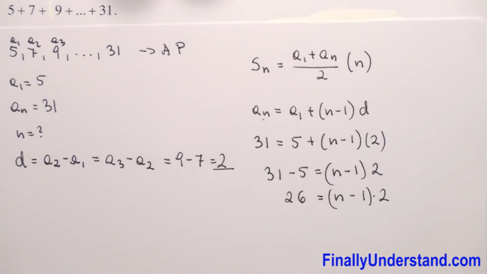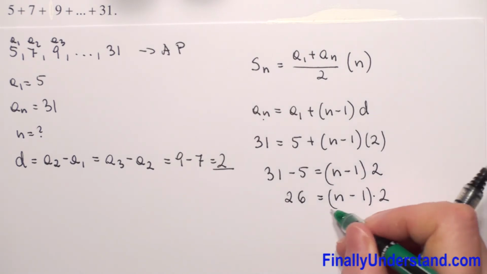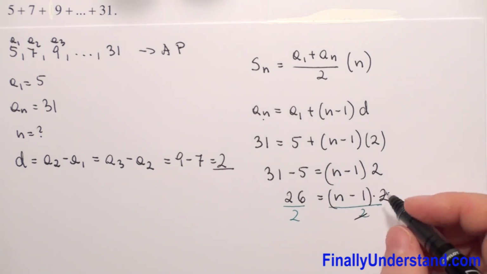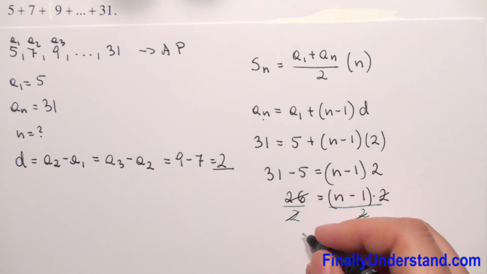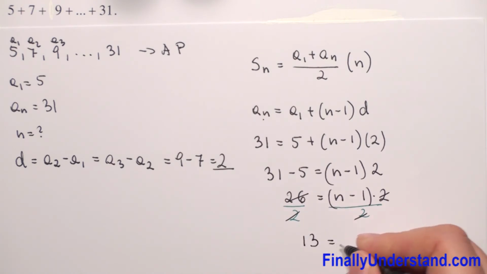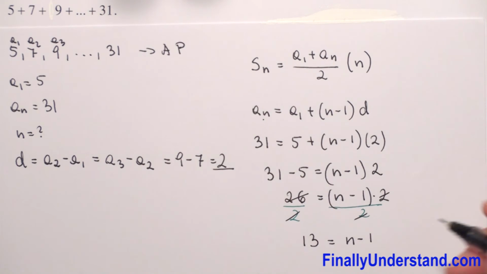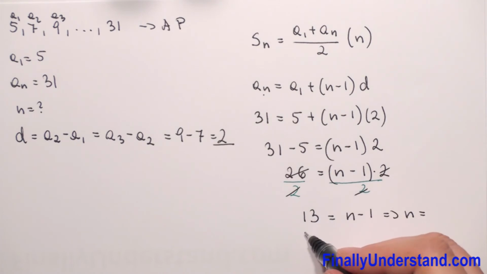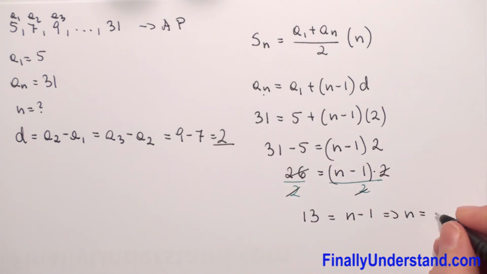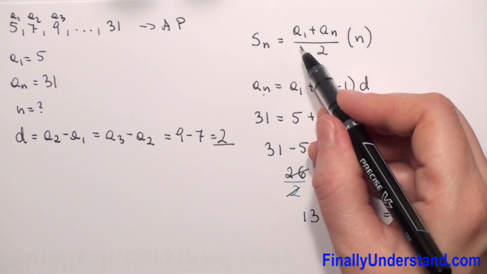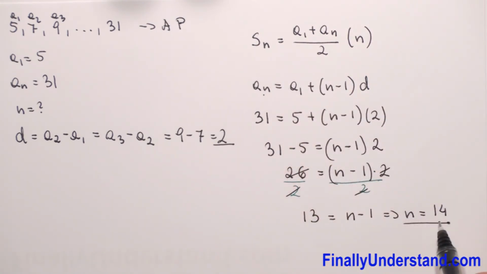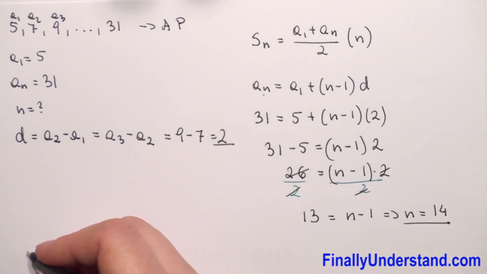First we have to divide by 2 on both sides to reduce this 2. So 2 and 2 we can reduce, and 26 divided by 2 will be 13, which is equal to n minus 1. So now we see that n is equal to, I will move the negative 1 to the left, 13 plus 1, so this is 14. We have n, we have the first term and last term, so we can find the sum of our 14 terms of the arithmetic progression.